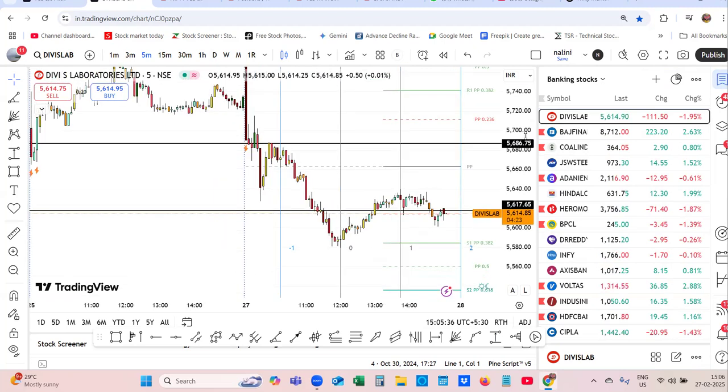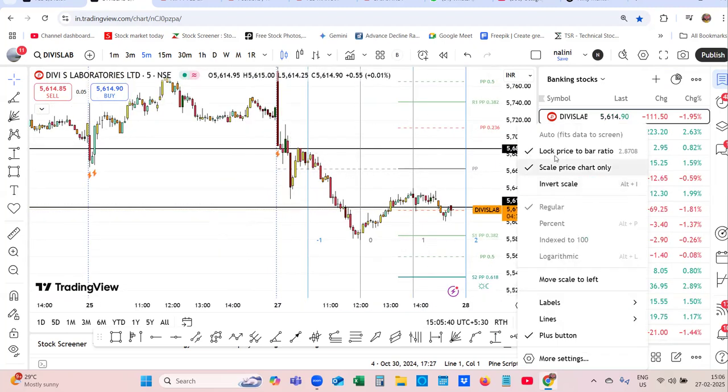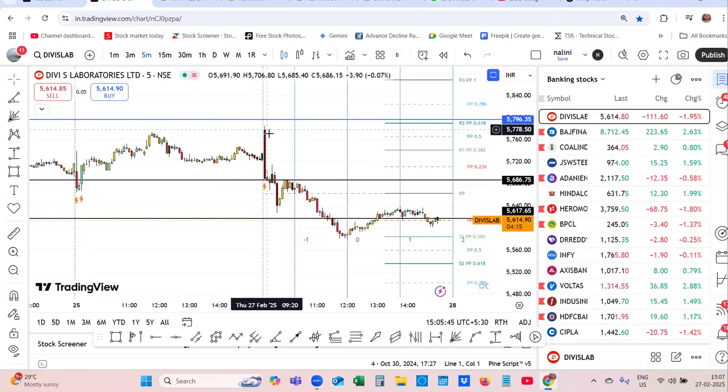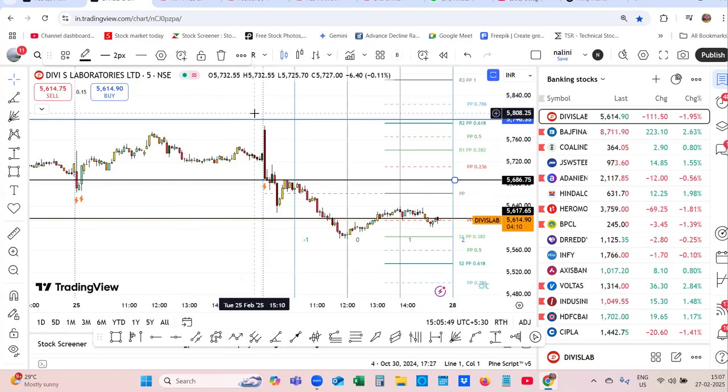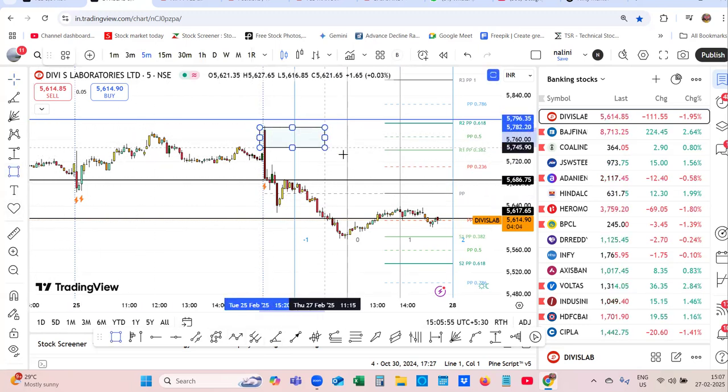DV Labs, this is the 1 minute. Why is it anchoring to... okay, lock price to bar ratio. Oh, this is the first 5-minute candle. That's a huge engulfing candle which went up. So you mark it. Even with this type of movement you could have taken the trade.